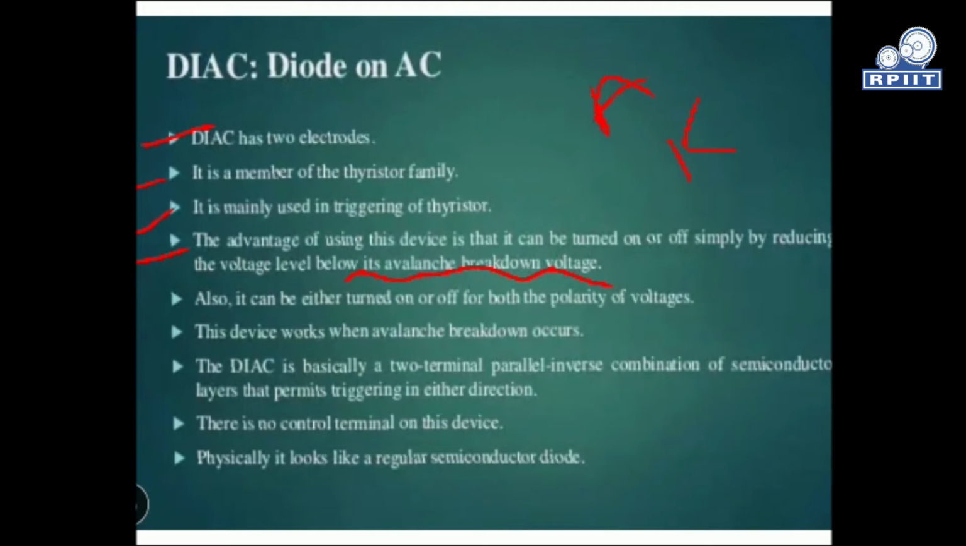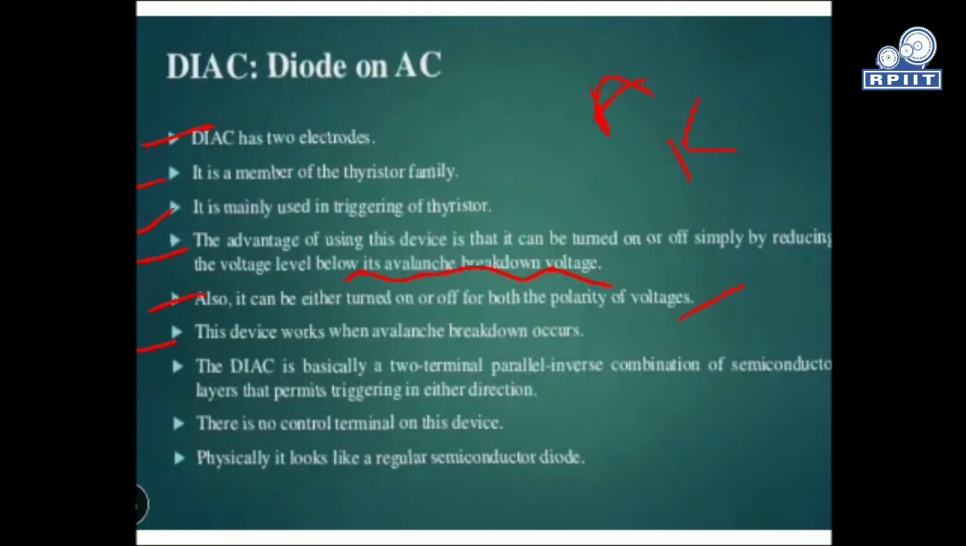To turn on a thyristor, we have to give some triggering pulse, some gate signal over there. But here the advantage is that we just have to bring the voltage level below the avalanche breakdown, and it will be turned on and off simply. So it is very simple in its working. We don't need any external commutation circuit or external turn-on circuit for its operation. Then the next point is that it can be turned on or off for both polarities of voltage, positive and negative as well.